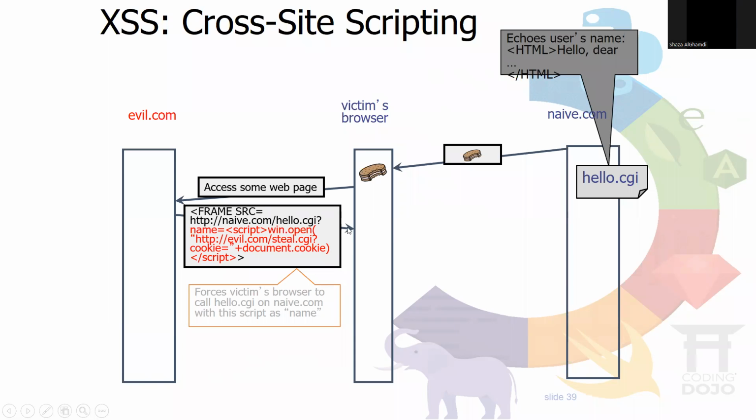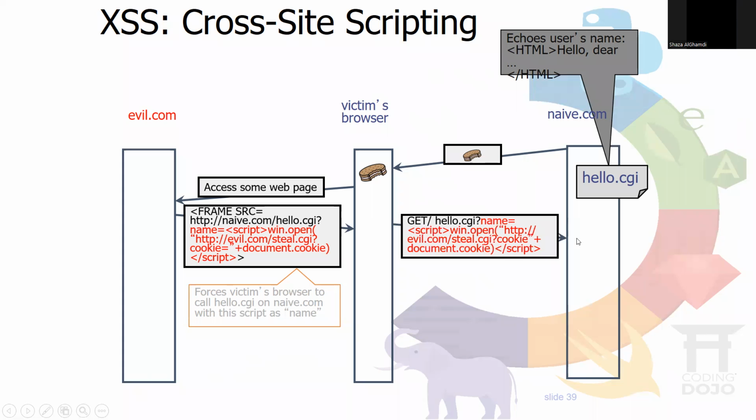So what happened here in this attack? The browser, guys, will steal the cookie that has already been given to you by naive.com. When you execute this command, it will go to hello.cgi and the script will run. What will the script do? It will say go back to evil.com, to a page called steal.cgi, and add to the cookie here the document.cookie for this website. So now you are stealing the cookie that was sent to you by naive.com.